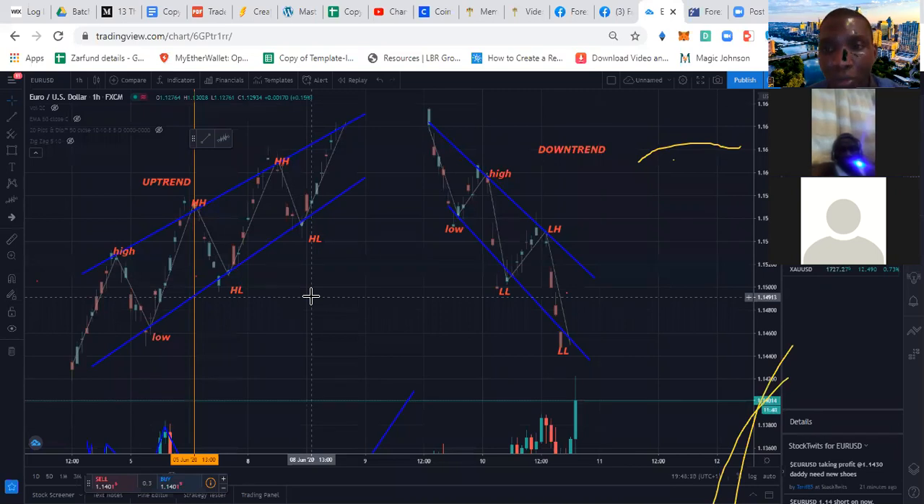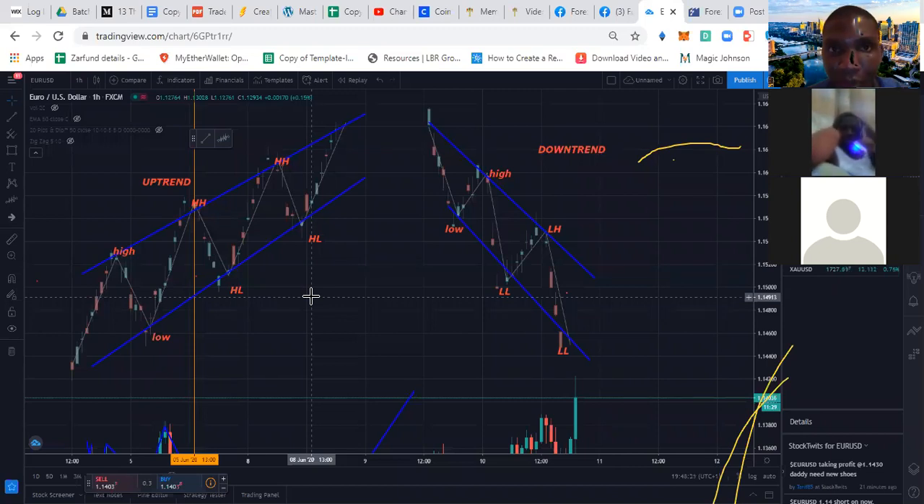Now, if your uptrend is going to keep going up and you want to buy, there are people who like to buy in a downtrend. But if you see an uptrend, you buy in an uptrend, you sell in a downtrend.